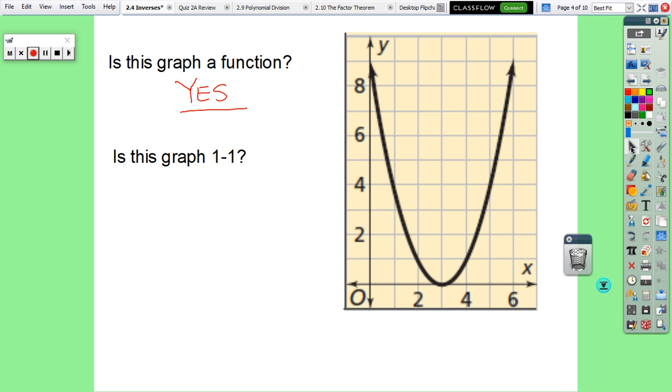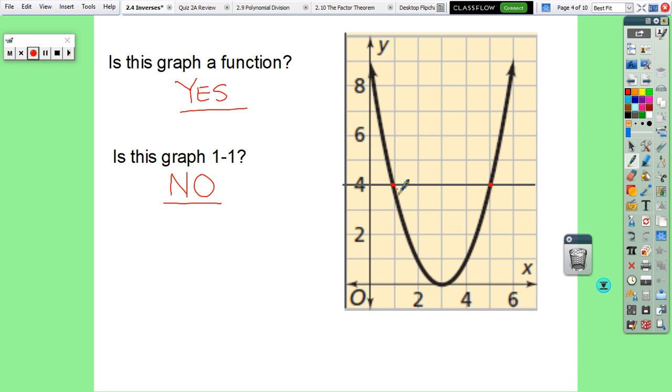The way to tell if that function is one-to-one is to pass a horizontal line across your graph. Now, if you notice, this horizontal line touches the graph here and here at the same time. So because this line here touches the graph 2 times, this cannot be one-to-one. Okay, it does not pass the horizontal line test.